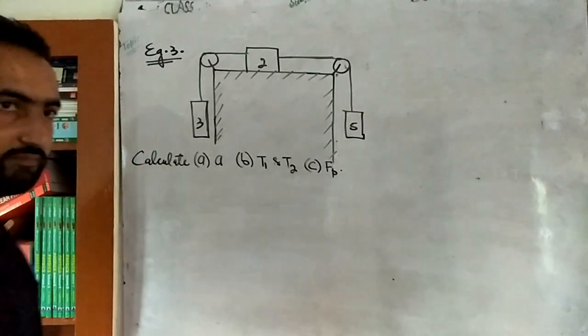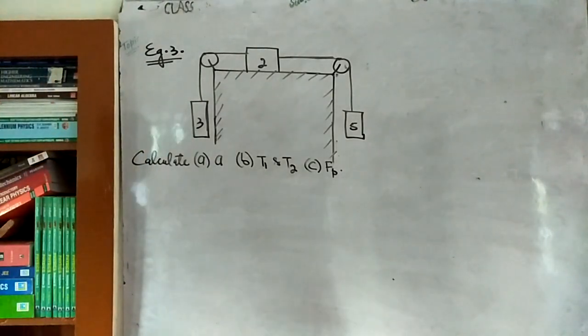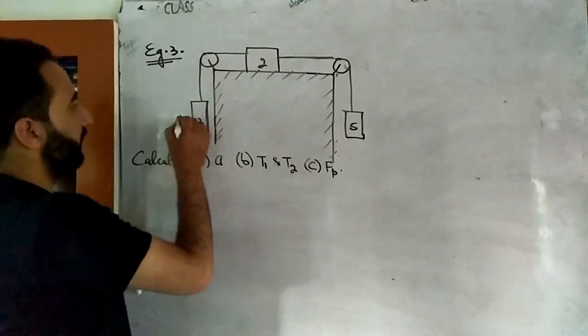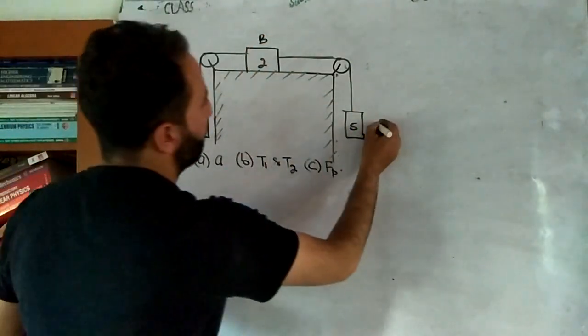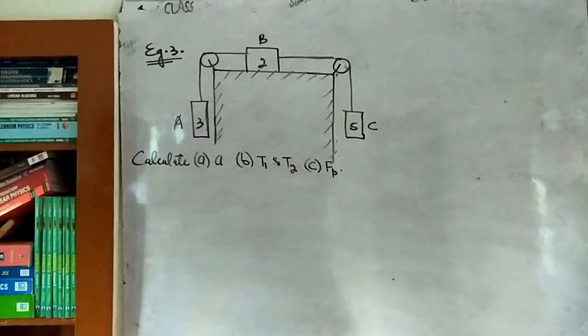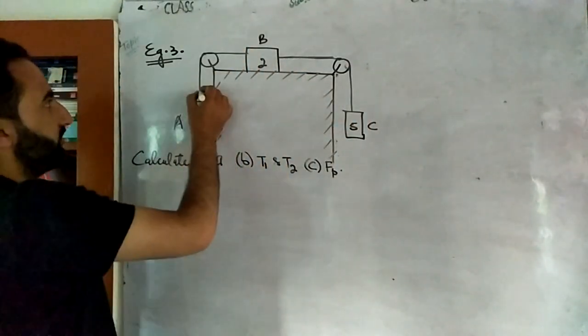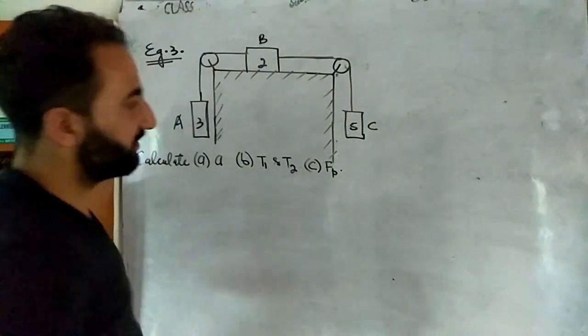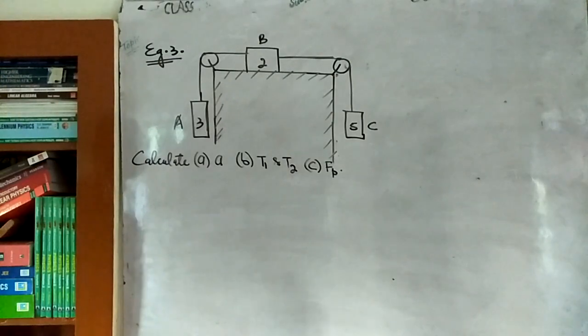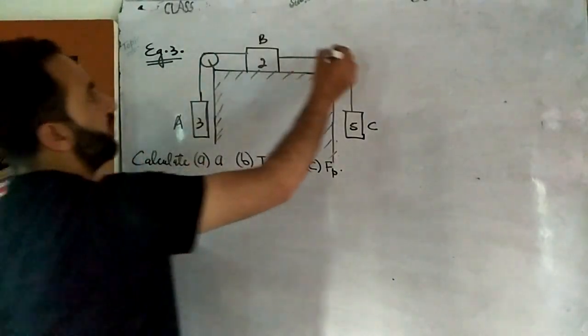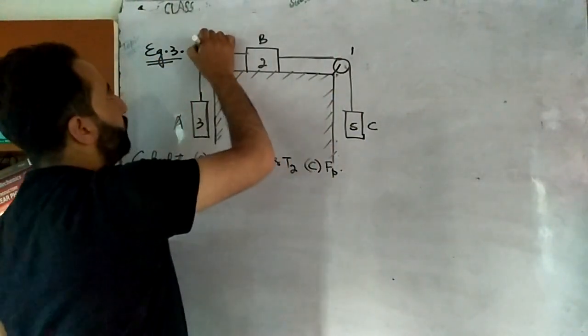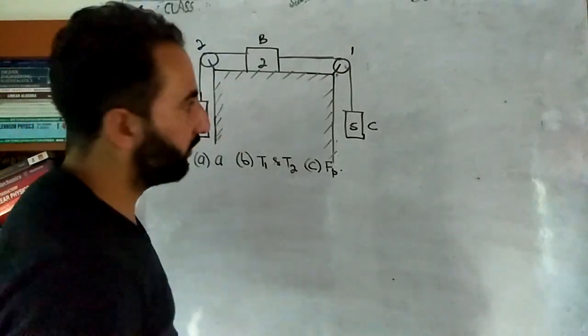Okay, another example number 3. Almost similar system. Here are 3 different blocks. Let's suppose that this is block A, this is block B, and this one is block C. Now the question is that calculate the acceleration and calculate T1 T2. There are how many strings? 2 strings. From here to here 1 string, from here to here another string. And next is that calculate the force on the pulleys. How many pulleys are there? 2 pulleys. Suppose this is here pulley 1 and this one is pulley 2. So you will have to calculate the force on the pulley 1 and pulley 2.